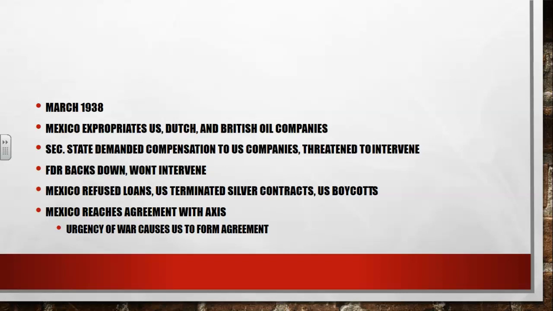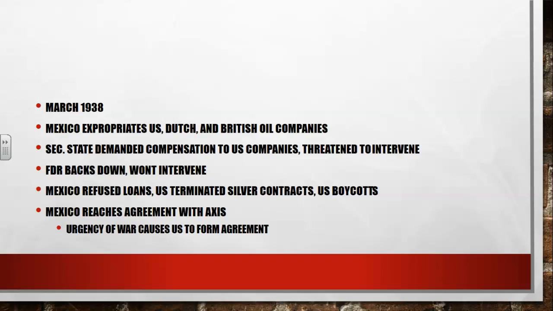Then in March of 1938, Mexico is going to expropriate U.S., Dutch, and British oil companies, basically make them their own. The Secretary of State of the United States is going to demand compensation to U.S. companies and ultimately threaten to intervene if Mexico does not pay for what they have just taken. So expropriate is when you take a company and make it part of your country's portfolio, so to speak. So this is going to be a Mexican-owned company owned by the Mexican government.